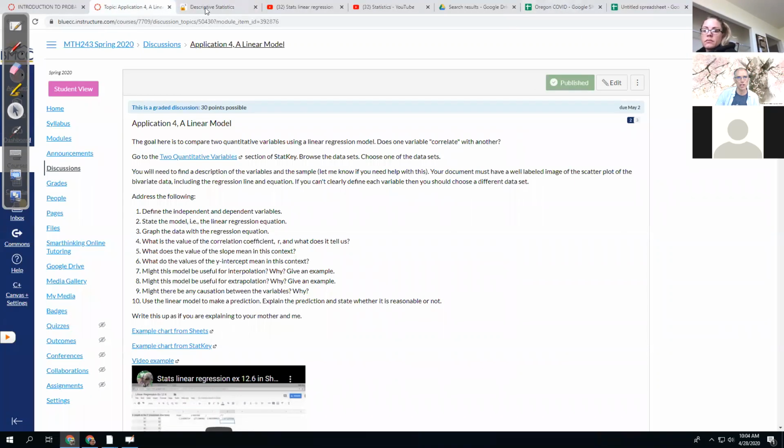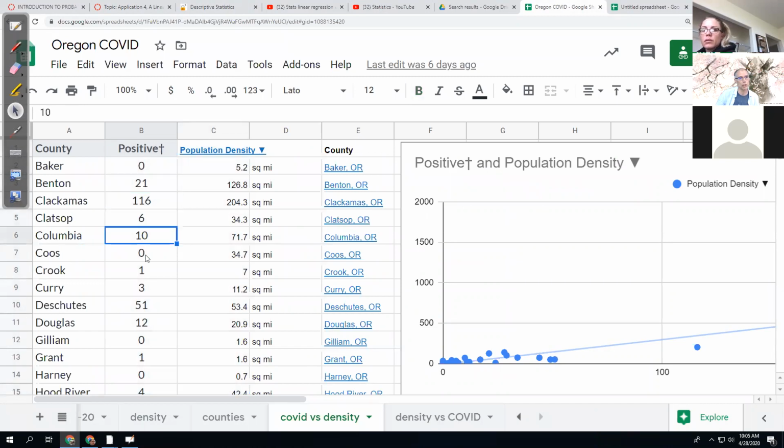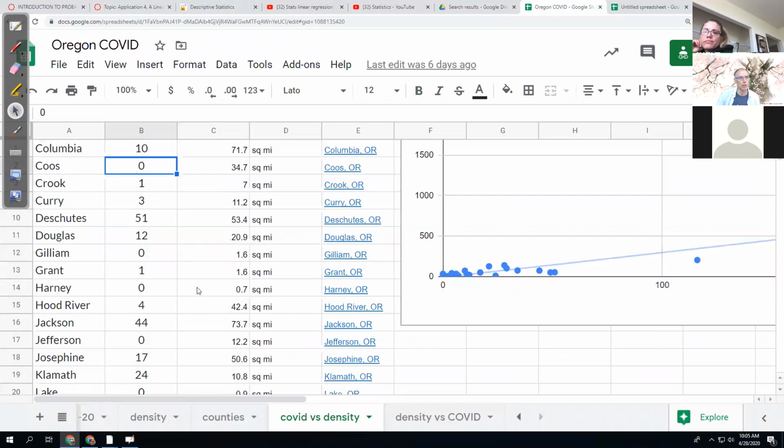The data set I chose is not in StatKey, but it's some data that I was just thinking about. I'm looking back to the 20th of this month, and I found out how many positive cases are recorded in each Oregon county. And my belief is that the more people there are in a given region packed together, that's population density, measured usually in people per square mile, the more cases we'll find. If we're in a more sparsely populated area like Harney and Grant County, where people aren't close together often, we should find fewer cases.